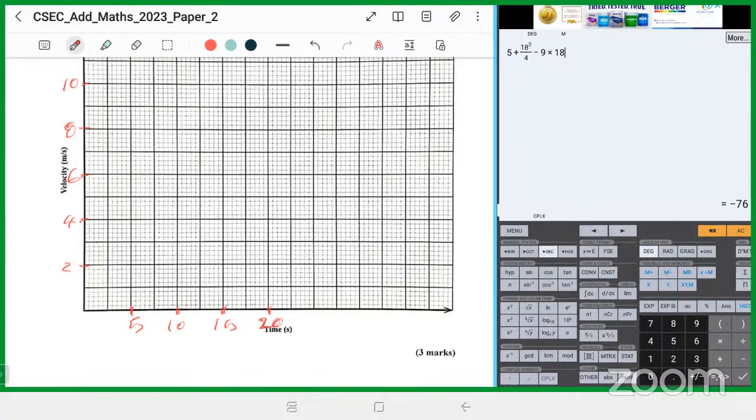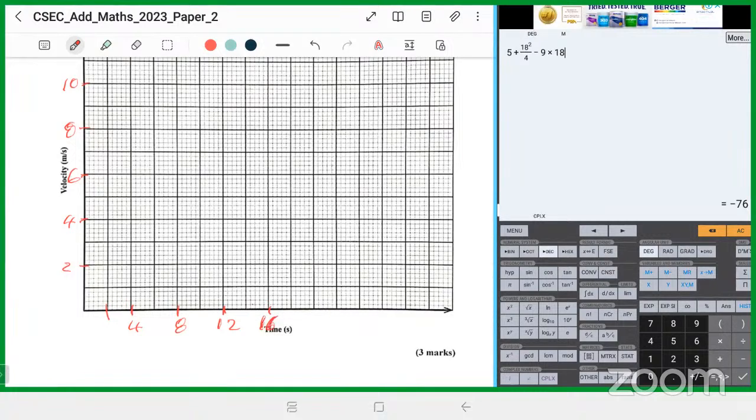Now the vertical scale: 2, 4, 6, 8, 10. Let's see what that is. Easy. It's going to be 2, 4, 6, 8, 10, 12. Let's get 12. All right. 2, 4, 6, 8, 10, 12, 14, 16. Good. Going up by 2.